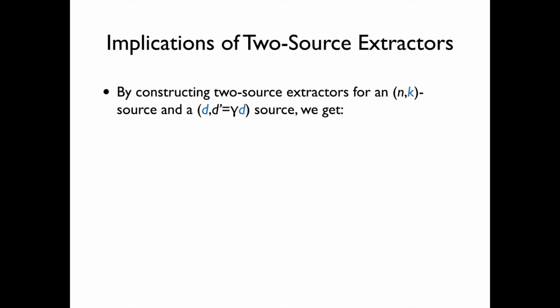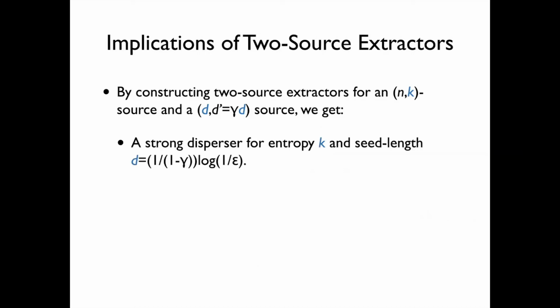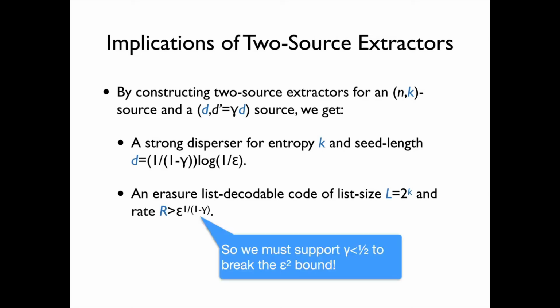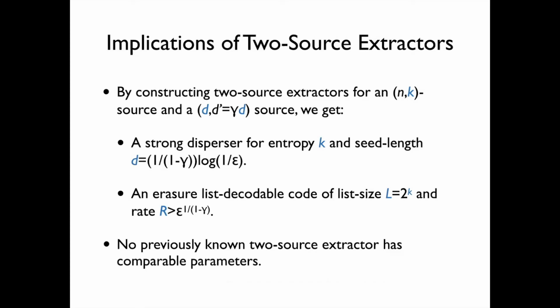Okay, so by constructing two-source extractors for an (n,k) source and a (d,d') source, where d' is gamma d, what we get is a strong disperser for entropy k and seed length which is 1/(1 minus gamma) log 1 over epsilon, and an erasure list-decodable code of list size 2^k and rate which is epsilon to the 1/(1 minus gamma). So our construction must support small gammas, in particular gamma which is less than half, in order to break the epsilon squared bound. And we indeed construct one.